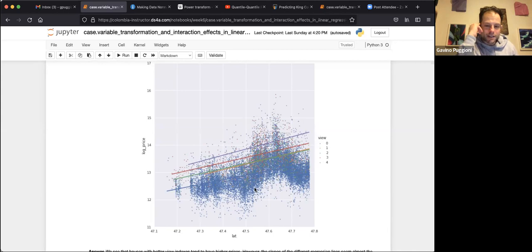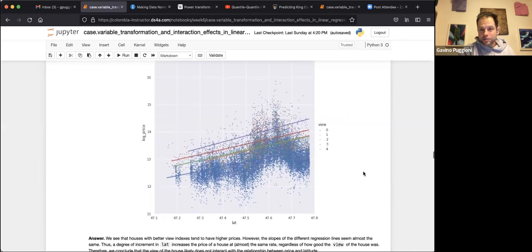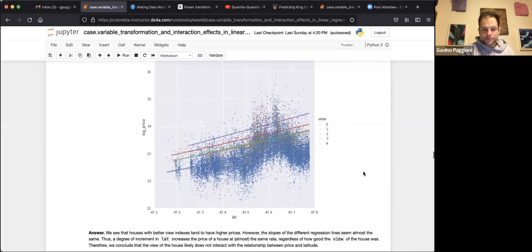All right, yes, I appreciate your comments here. We can see that the slopes are actually very similar for different levels of view. And so the effect is purely on the intercept. That means that there is a fixed effect of the view, but then the interaction with latitude is not significantly different.